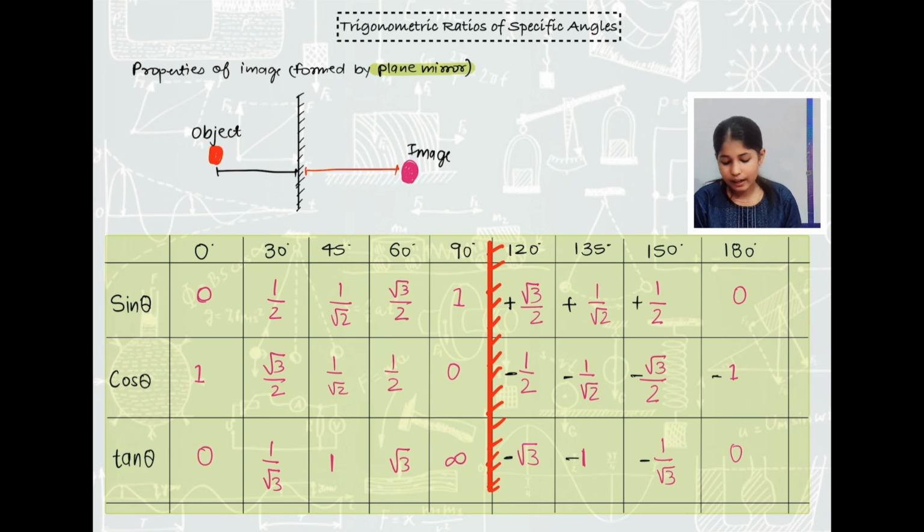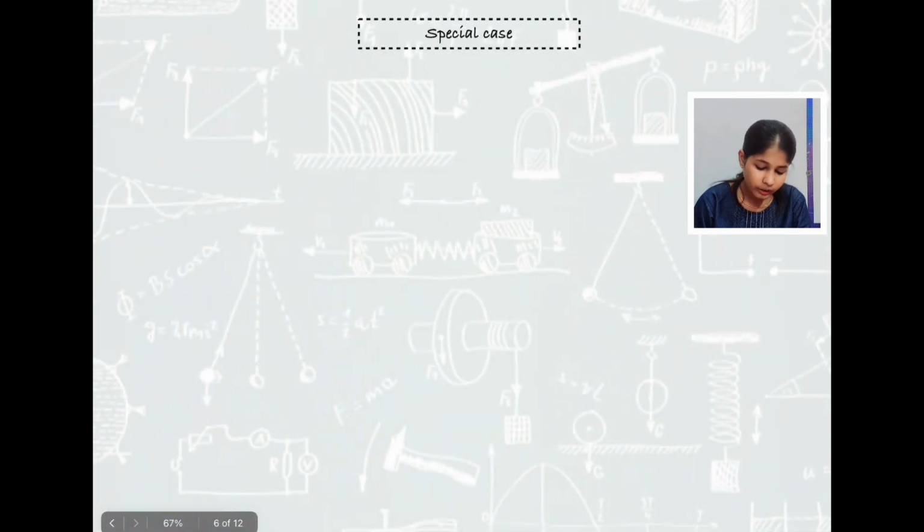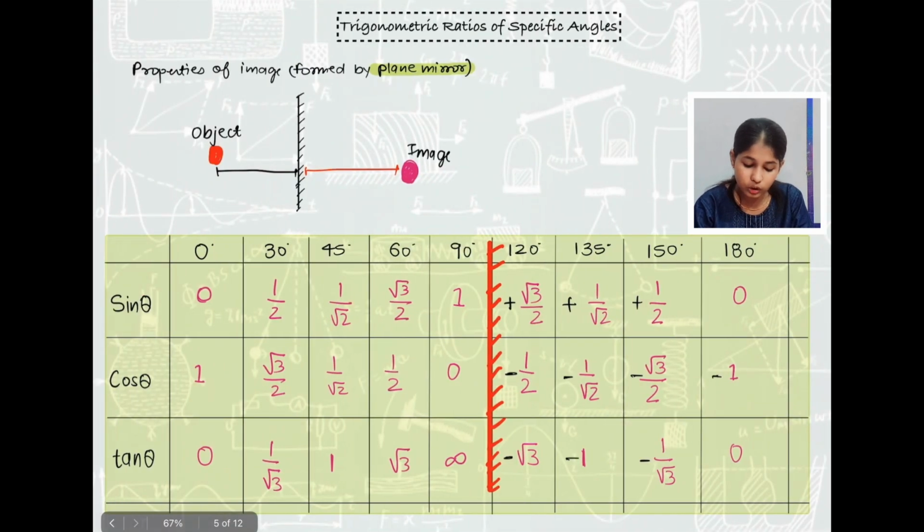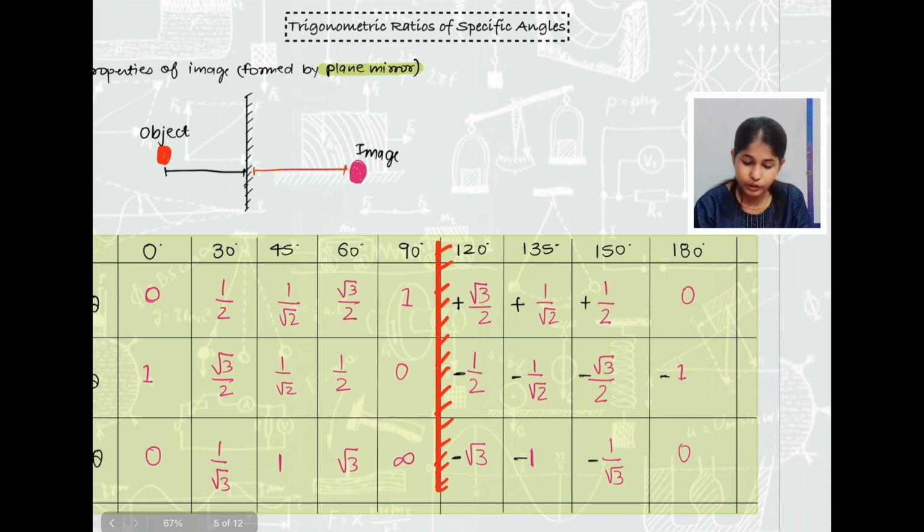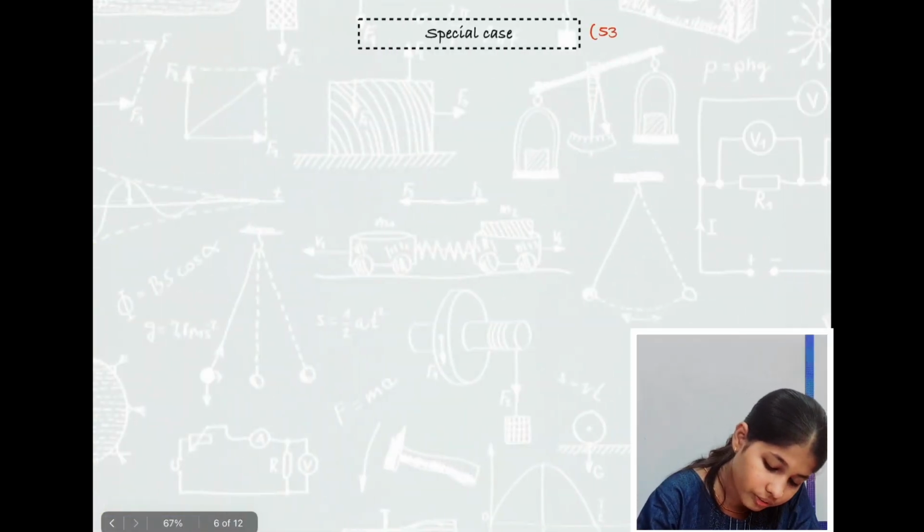In this case you will use the plane mirror, and the property of plane mirror, that the distance of the object from the mirror will be equal to the distance between the mirror and image. That is about trigonometric ratios of specific angles. Now, a special case. These days, a very important case for trigonometric ratios. It is also for specific angles, but for 53 degree and 37 degree.